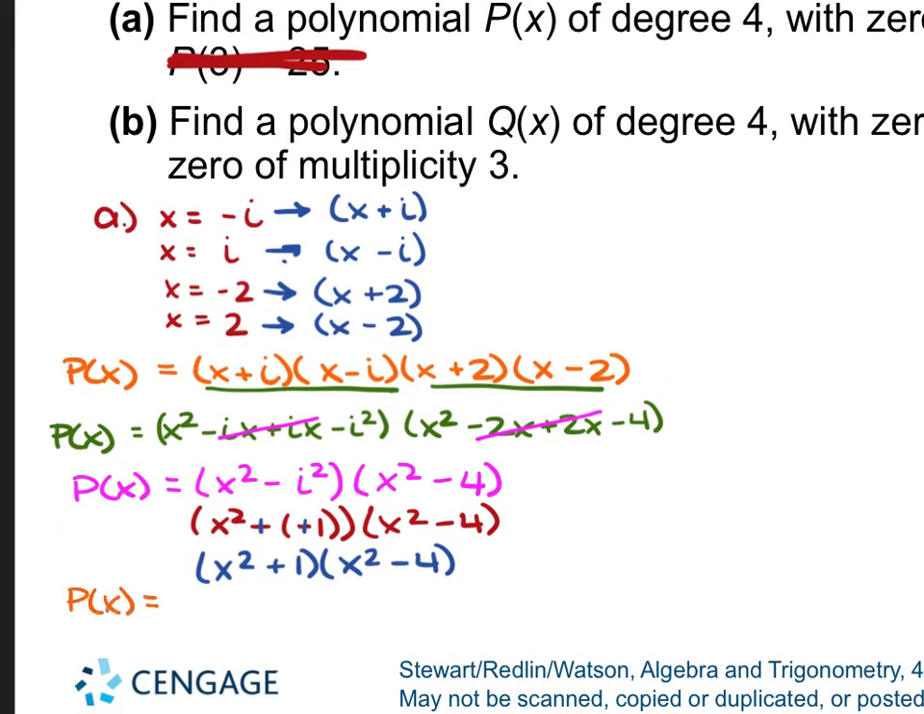So x squared times x squared is x to the 4th power. X squared times negative 4 is negative 4x squared. 1 times x squared is just x squared. And 1 times negative 4 is negative 4. Combine your like terms. We get a final answer here of p of x is equal to x to the 4th power minus 3x squared minus 4.